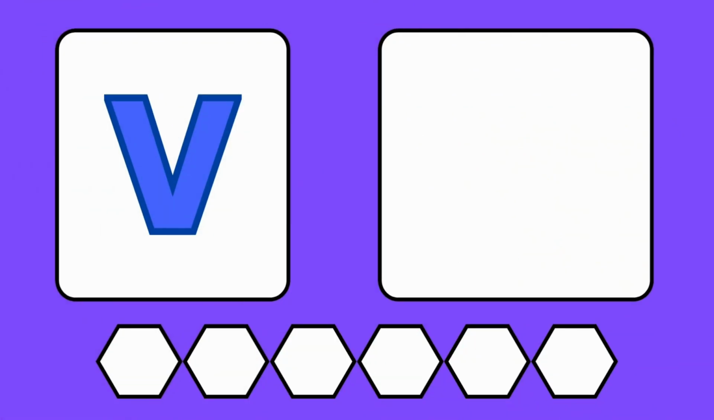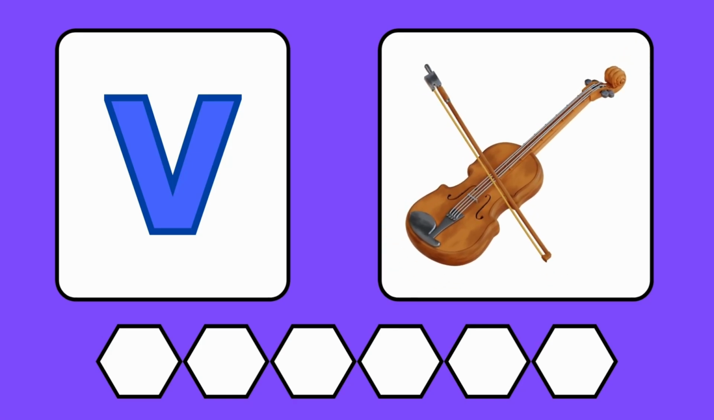V is for violin. Let's spell it. V. I. O. L. I.